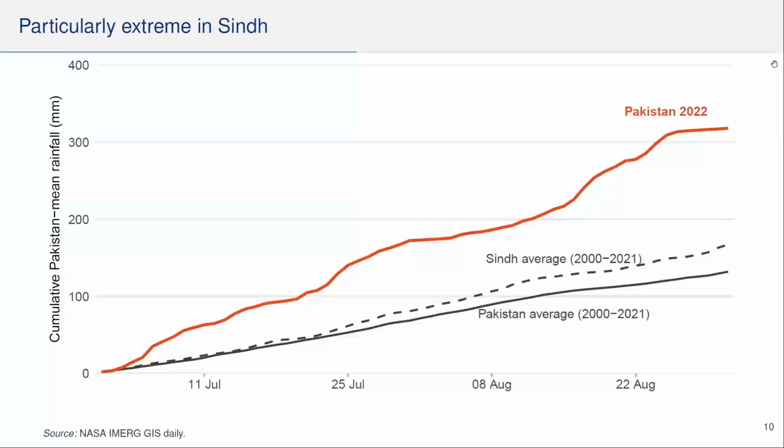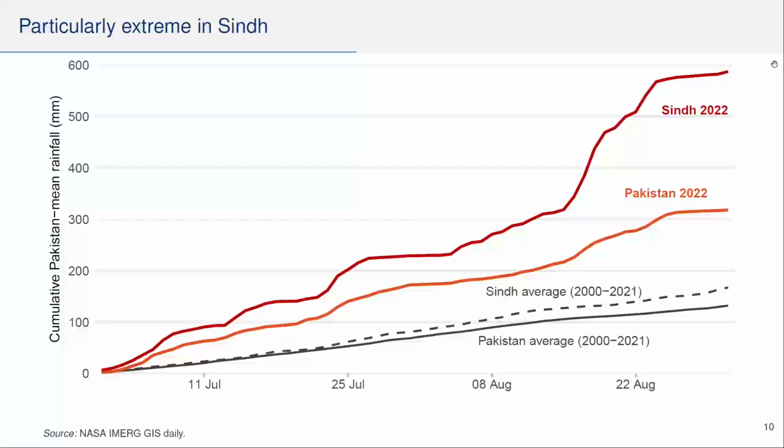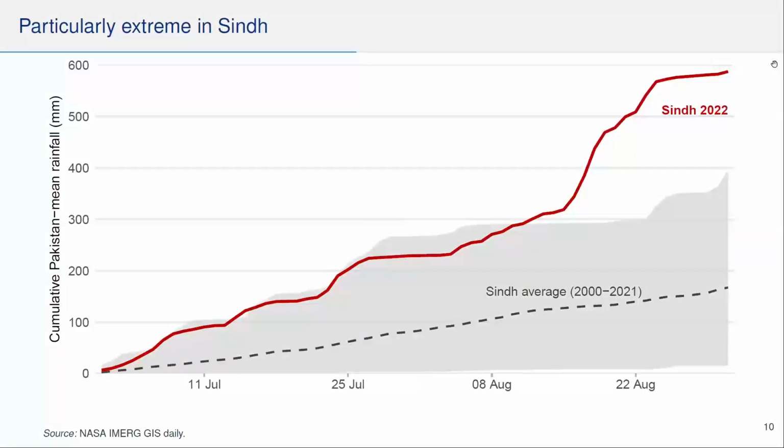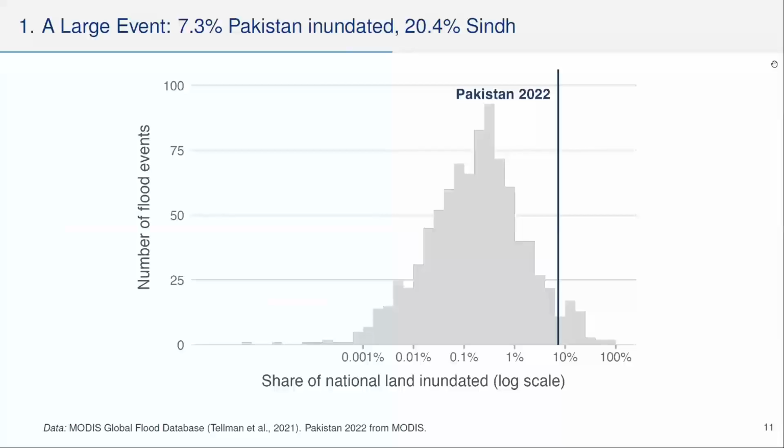Sindh, which is where we're going to focus, is a bit wetter on average than the rest of Pakistan, but it had way more rainfall, way outside of what Sindh normally gets. So this is just a huge freak rainfall event, and what this led to was huge amounts of flooding. 7.3% of Pakistan was underwater, 20% of Sindh was underwater. I wish I had the percentile, but if I compare this to all of the floods in the Dartmouth Flood Observatory, it's a really, really big flood.